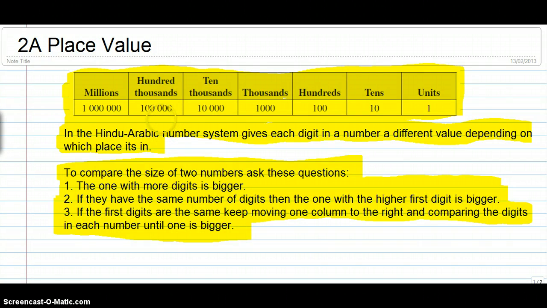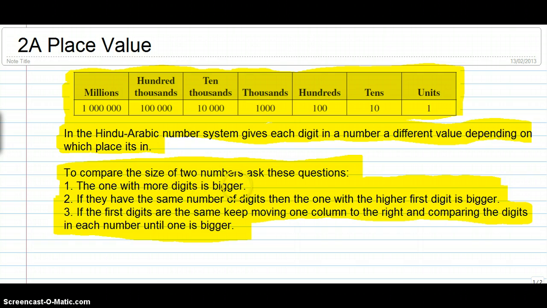Okay, so let's summarize what we've learned so far, and copy this out in your exercise book. So the first thing we learned is that in the Hindu-Arabic number system, we give each digit in a number a different value depending on which place it fits in. Let's write that down. And let's also copy down this table that shows the main columns that are used in the Hindu-Arabic number system and the order in which they're used. Let's copy down that table. And then let's copy down these rules for working out which of two numbers is the bigger number.